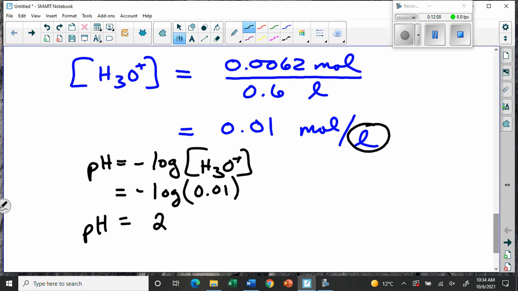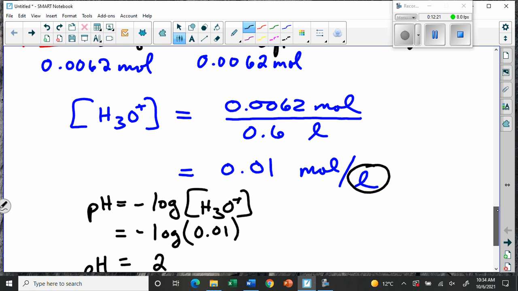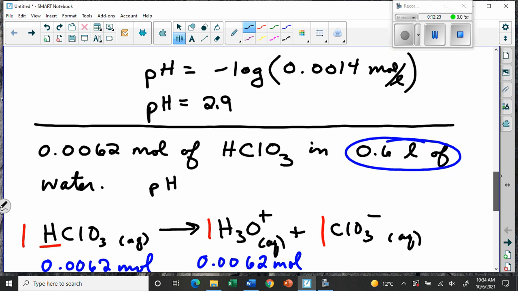So there's 3 examples showing you the different ratios that you have to watch for the moles, and also what to do if you don't have 1 liter. You have to divide, right? You have to do that division. And that's how we can calculate the pHs of certain acids.